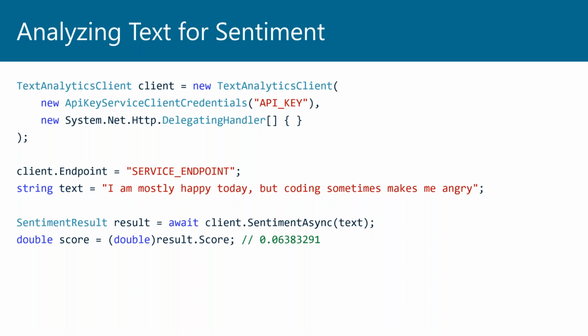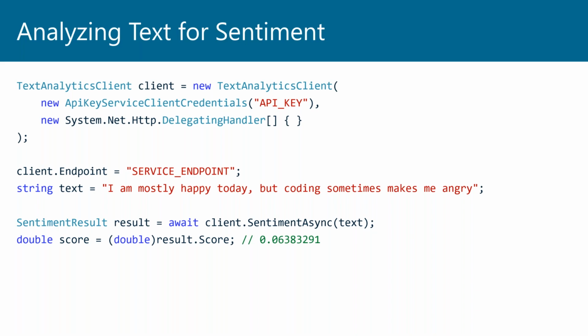Here, you see I created a text analytics client object in C#. I passed the text that I wanted to analyze to its sentiment async method, and it returns a value from 0 to 1. The lower the value, the more negative the sentiment expressed in that text is. The higher the value, the more positive it is.